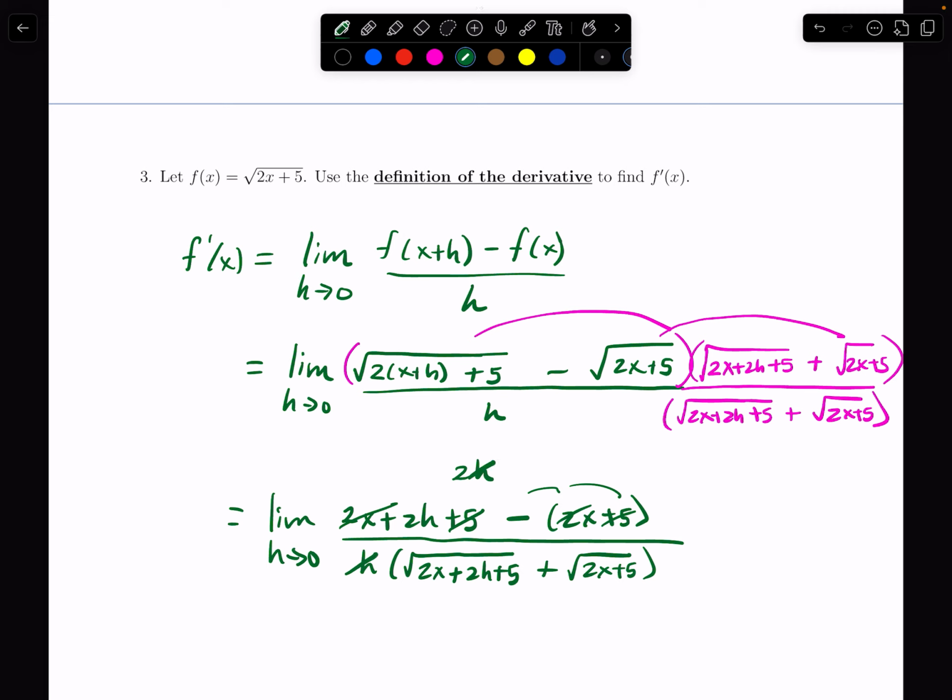So now when we plug in 0, the top goes to 2, and the bottom goes to 2 of these, because the h went to 0. That cancels, so we're left with 1 over the square root of 2x plus 5.